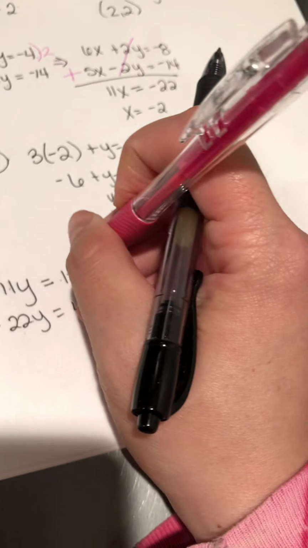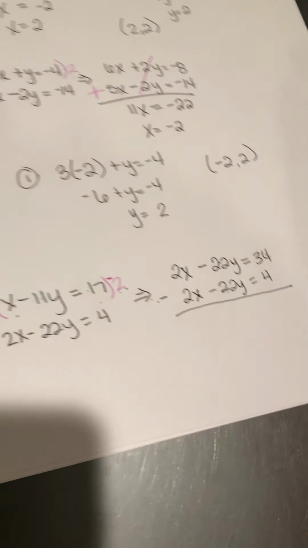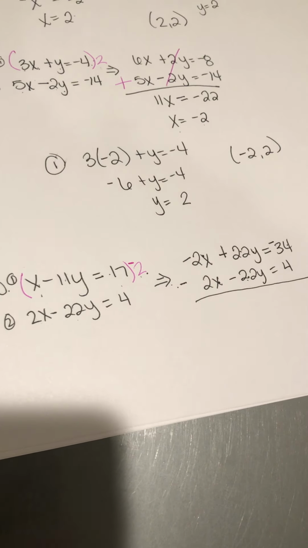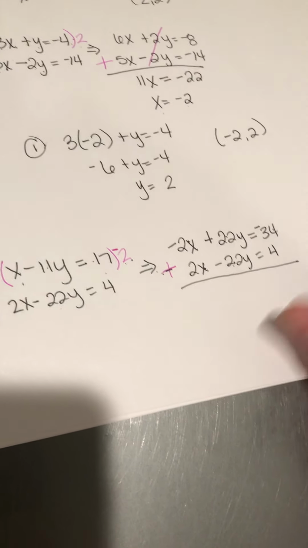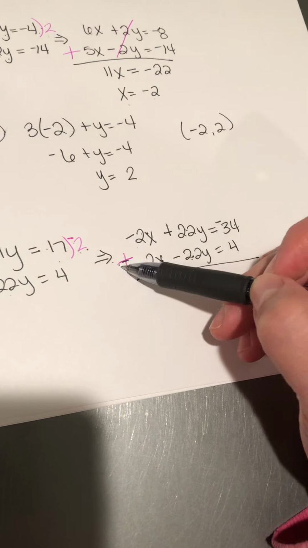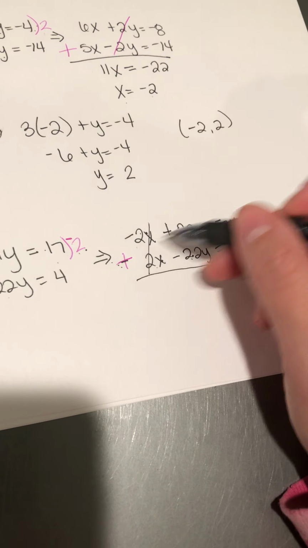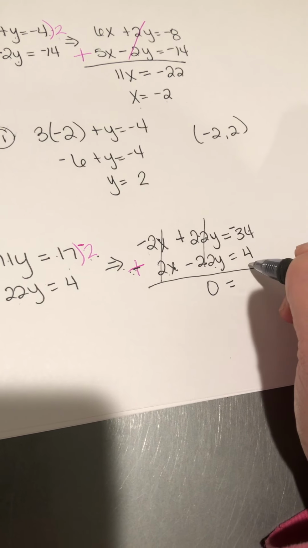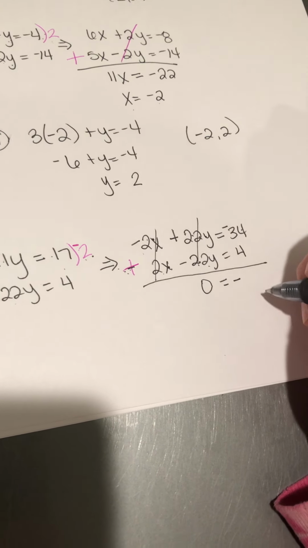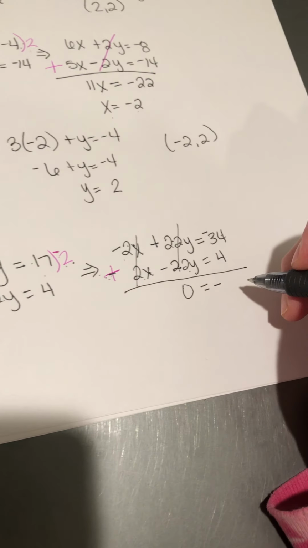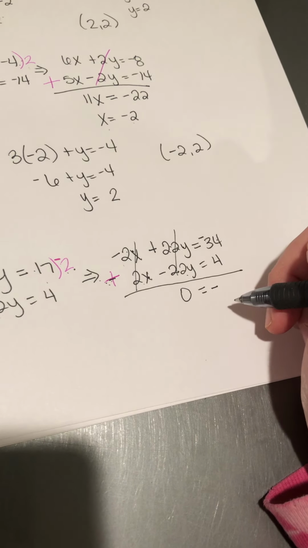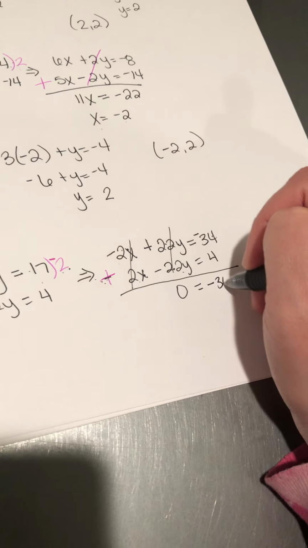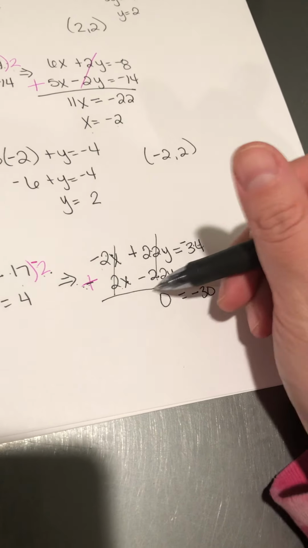What you'll mostly see now, though, is that people multiply by a negative 2, which makes this a negative, this a positive, and this a negative. And then instead of a minus, they'll add. Either way, you get the same answer. Negative 2x plus 2x is gone. 22y plus negative 22y is gone. So you still have 0 over here. Negative 34 plus 4 is still negative... wait a minute. Negative 34. Oh, it's still negative 30. Before, we did 34 minus 4 is 30.